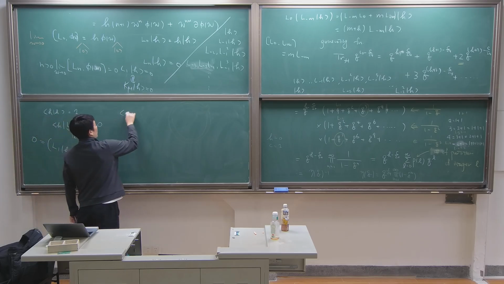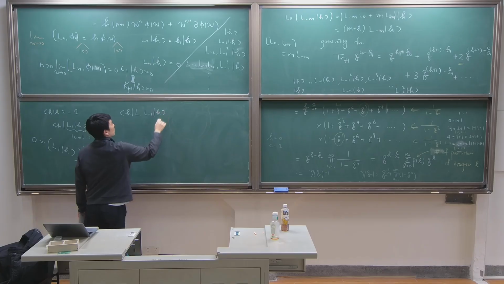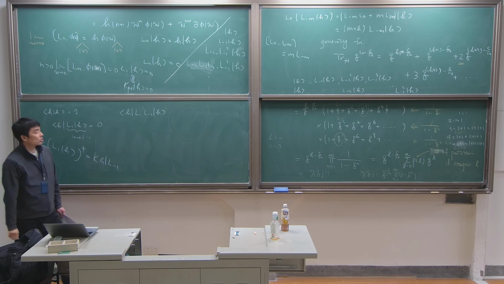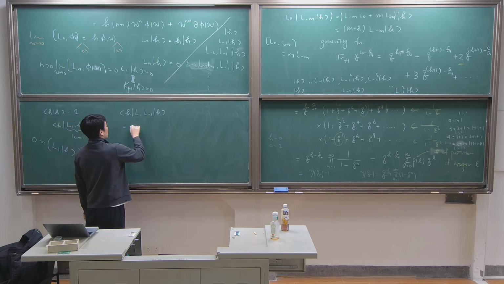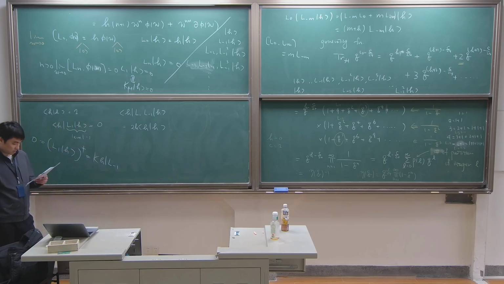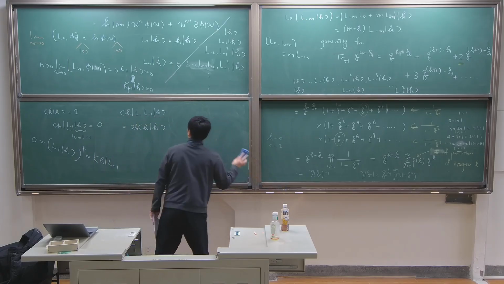Now, if you take the inner product of the descendant with itself, if you use the commutation relation of the Virasoro algebra, you get 2H. I think that's what you get, right? Oh, sorry, I missed that. Sorry. Okay, let's do it carefully.